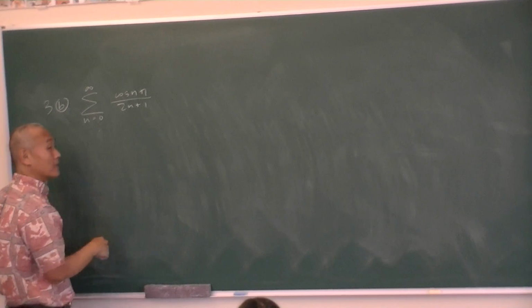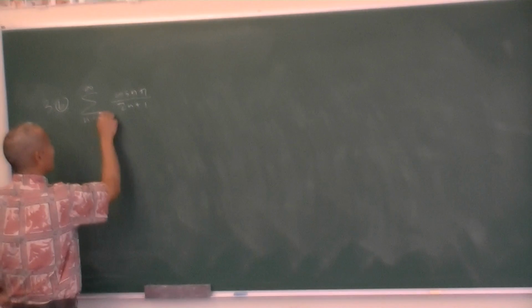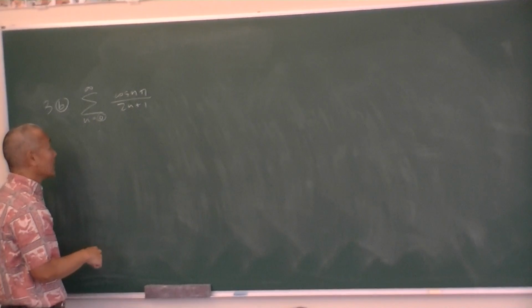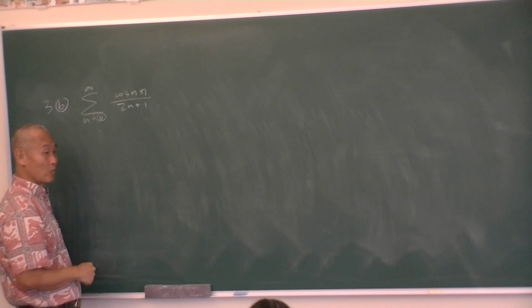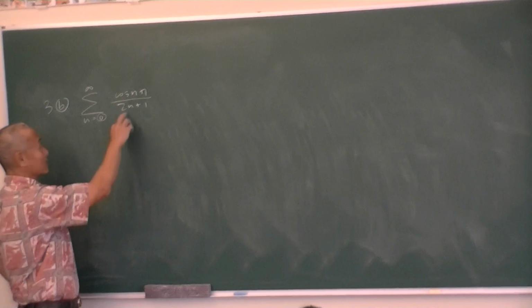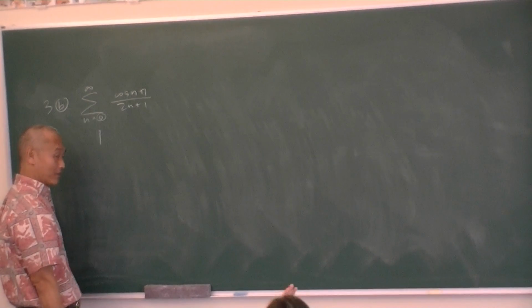No, we're plugging in 0. We're plugging in 0. See, you start with 0. Cosine of 0 is 1 over 0 plus 1. 1. Okay, now plug in 1.